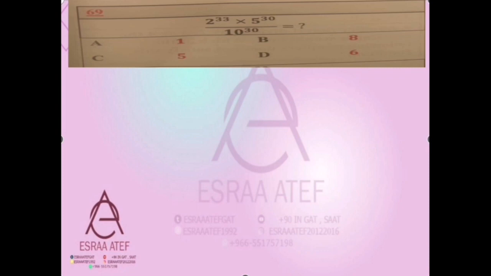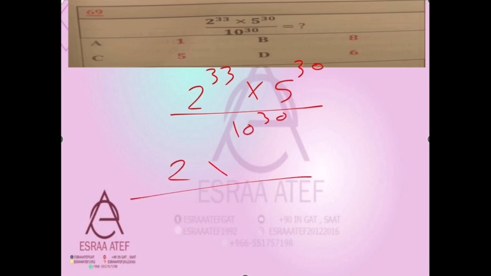Next one here I have 2 power 33 times 5 power 30 over 10 power 30, okay? To solve the powers in any fractions, we should have the same bases. Here, we can't make them the same bases. So what we will do is try to get common numbers between them. In 10 power 30, I will break it down into 2 times 5, and here I have power 30, so 30 here and 30.